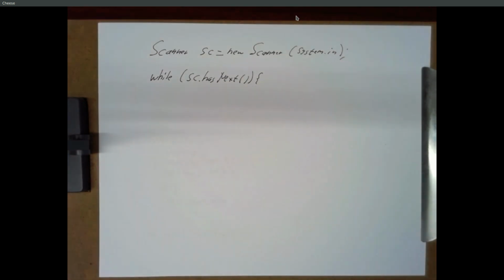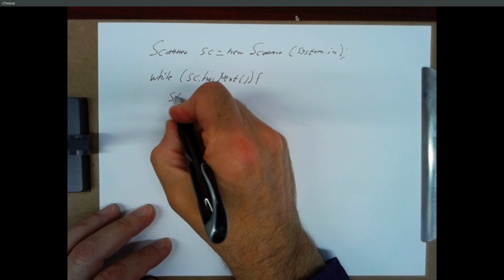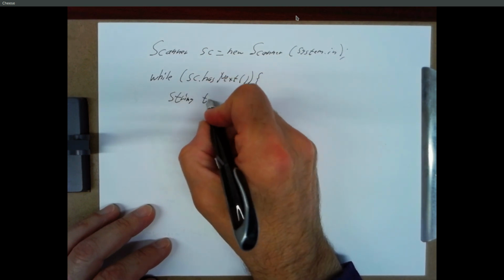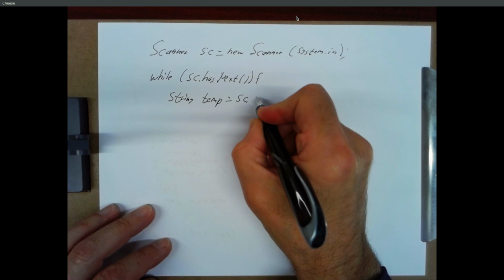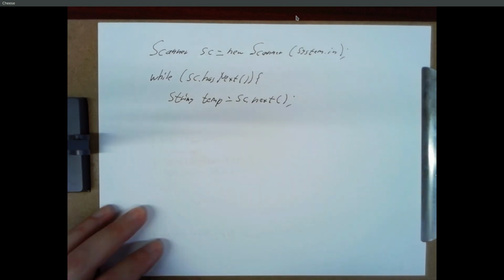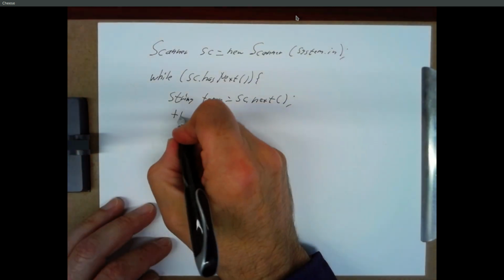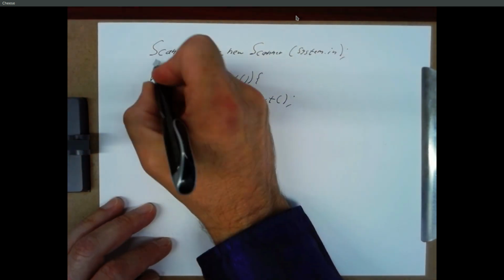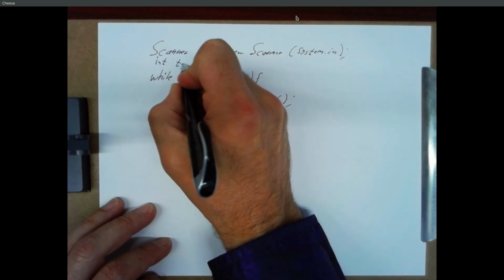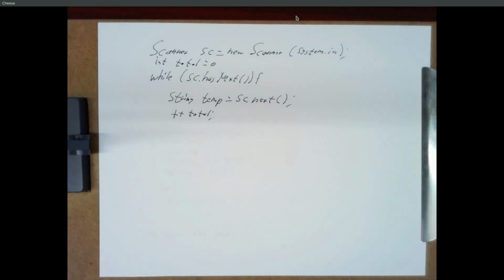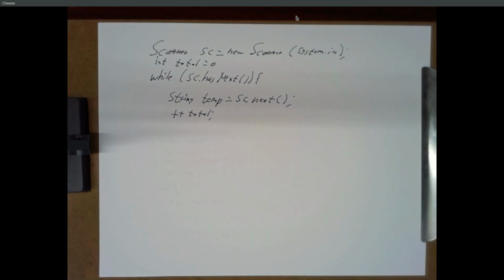So while sc.hasNext, let's read the word. Let's increment the total. So let's initialize a total equal to 0. And you need to initialize integers in Java, not in C. But in C they're undefined if you don't initialize them. In Java you'll get a compile error if you don't initialize.